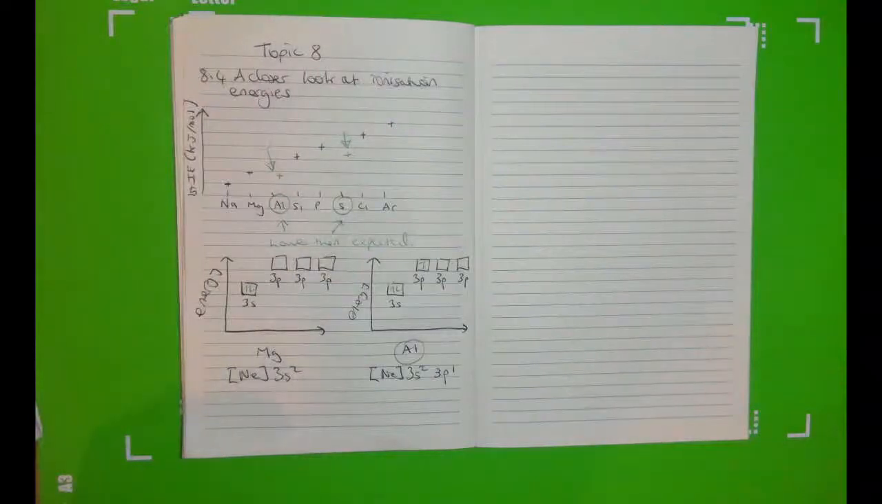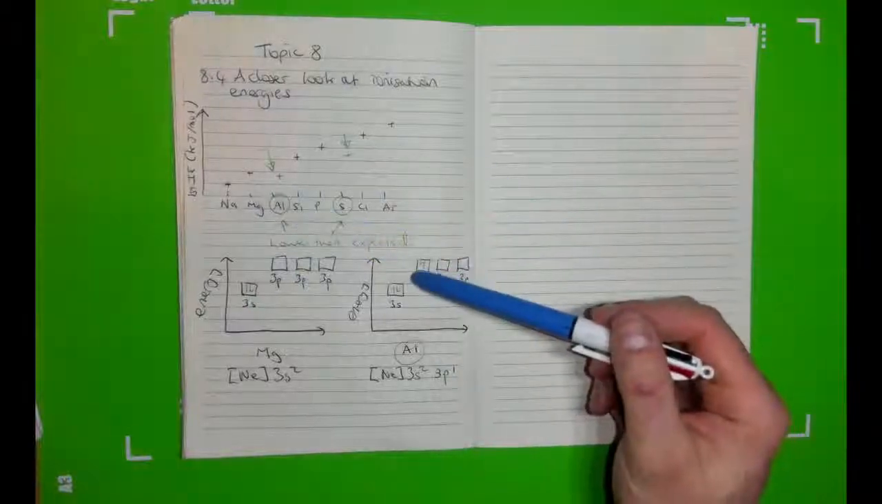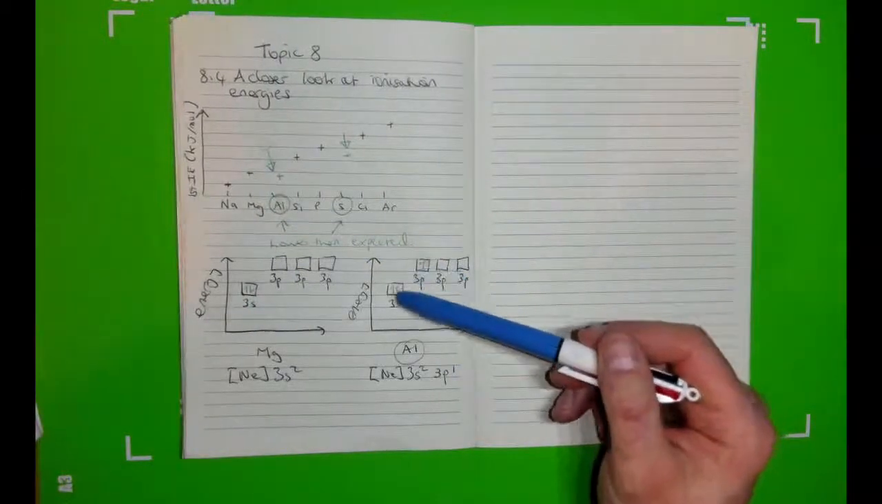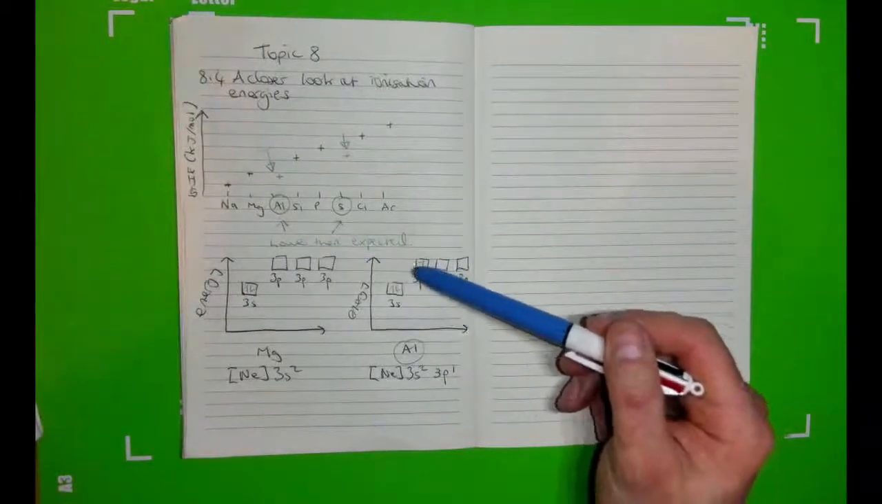Now, the energy required to remove an electron from an atom is the ionisation energy. So what we've got to do is remove these electrons, and you quite clearly see here that this 3p electron is easier to remove than the 3s electron because it's already got a higher energy.